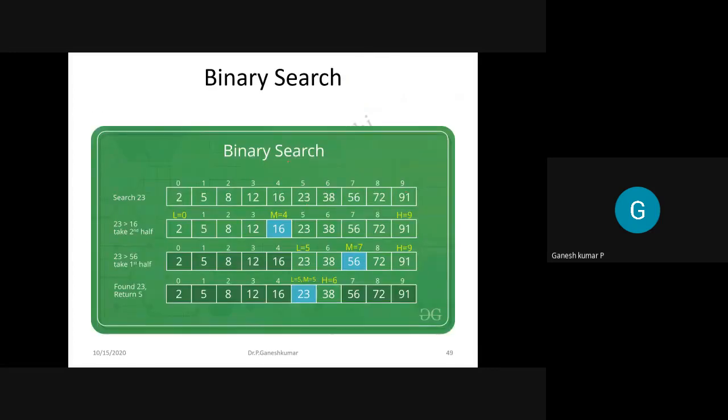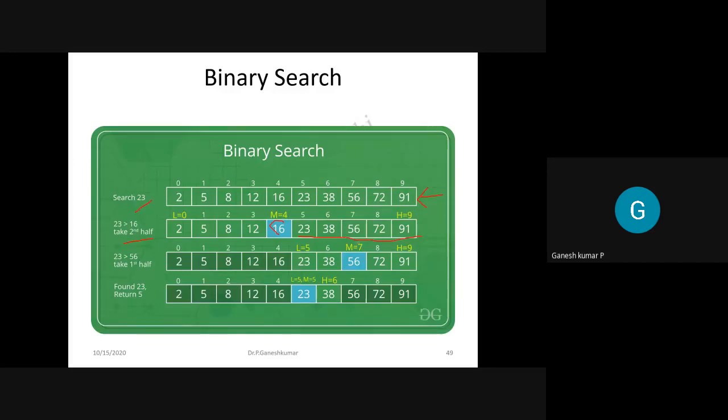See, for example, this is the binary search concept. This is the array, and this array is a sorted one. First of all, you remember that the array should be sorted. So the array is sorted, and you have to search for 23. The mid element is 16, so 16 is compared. Since the search element 23 is greater, you have to take the right half.